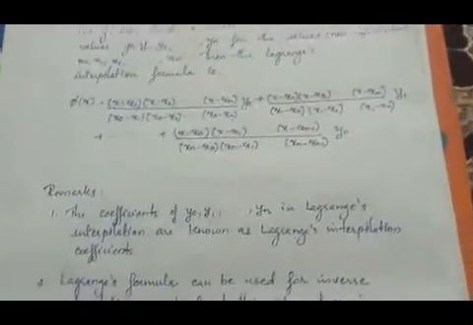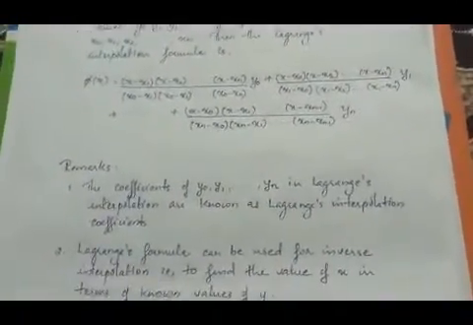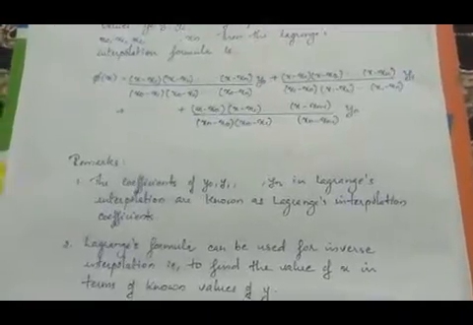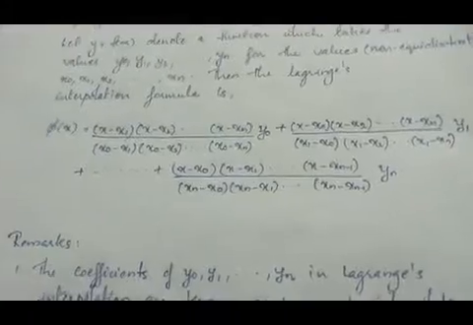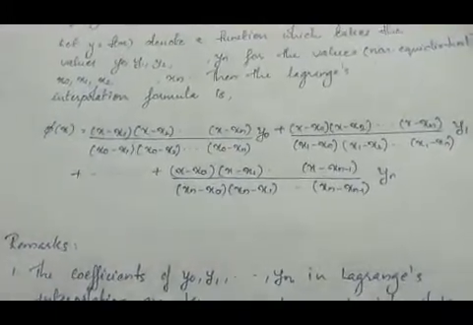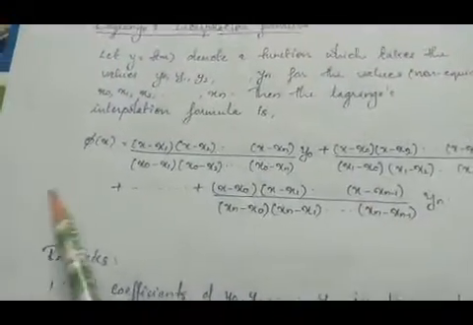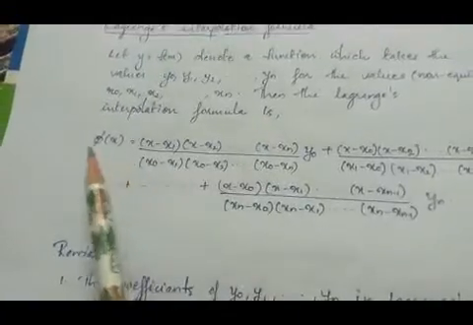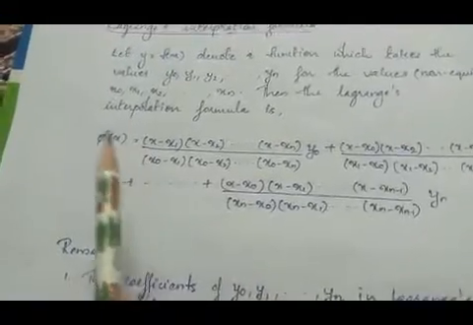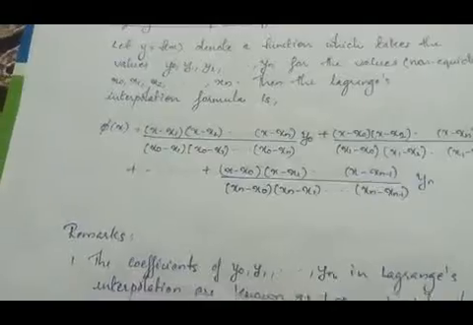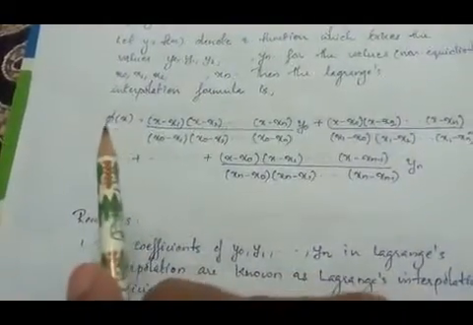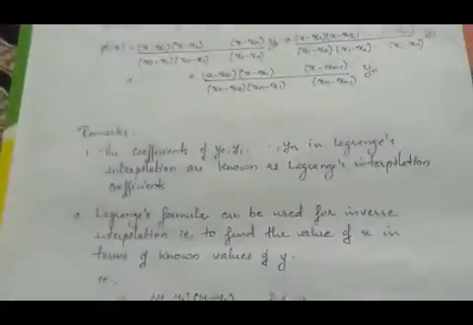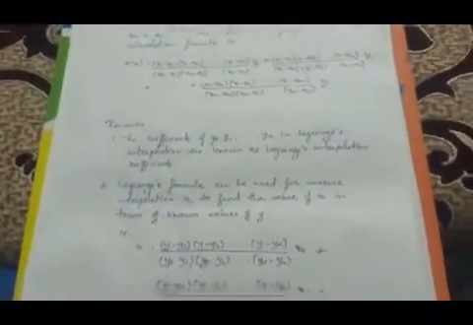And there is an inverse form of this interpolation formula. That is, in the original Lagrange's interpolation formula, we are actually finding the value of y when an x is given, right? When an x is given, we are actually finding the value of y. So it can be used in an inverse form where we know the value of y and we have to find x. So look at the change in the formula.